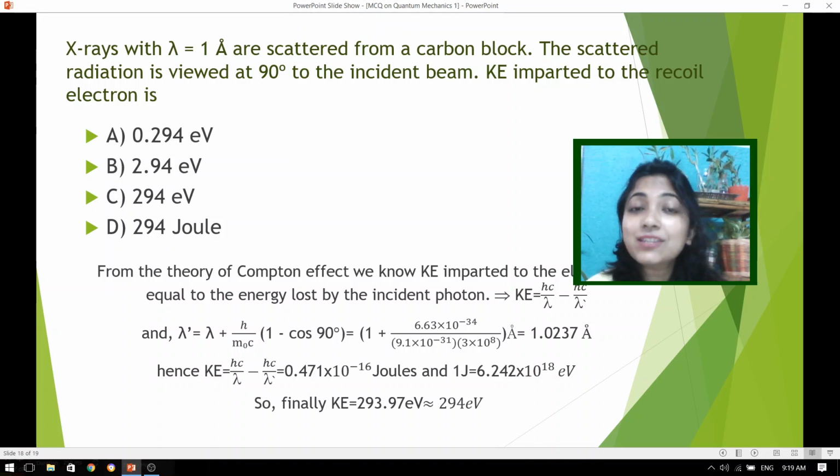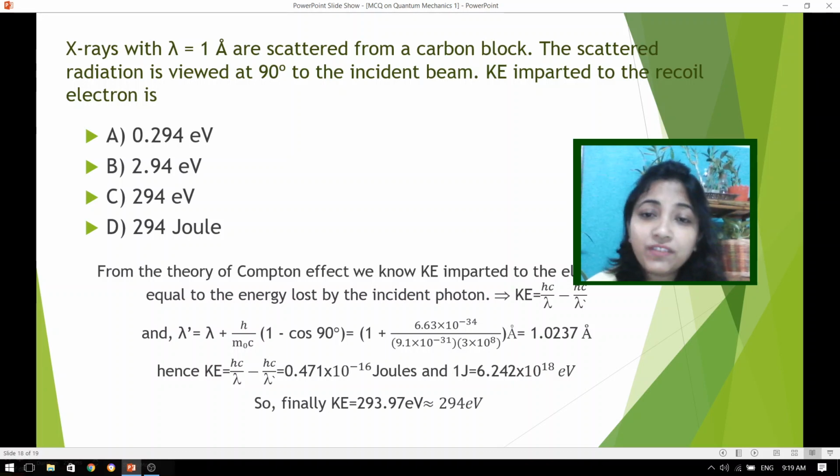But where does this energy go? This energy actually goes to the electron, and the electron recoils. So basically, the kinetic energy in this case is nothing but the energy difference between the incoming photon and the scattered photon. So as you can see, the kinetic energy is hc by lambda minus hc by lambda prime, where lambda is the incident wavelength and lambda prime is the scattered wavelength. Moreover, it has been given in the problem that the scattered radiation is viewed at 90 degrees, which means the scattering angle is 90 degrees.